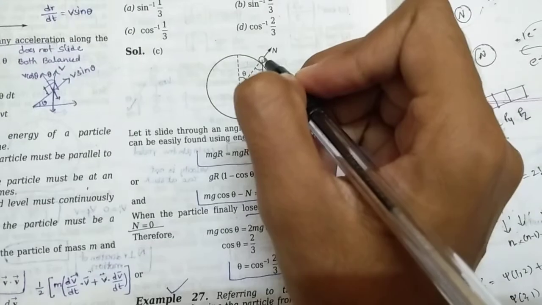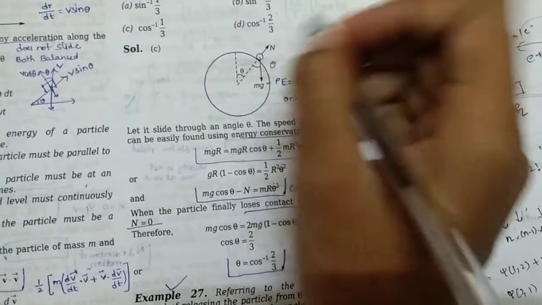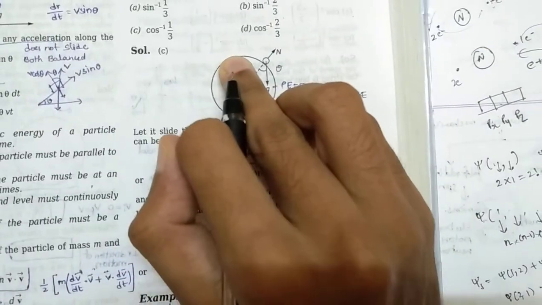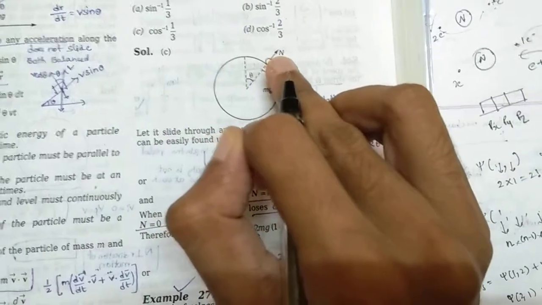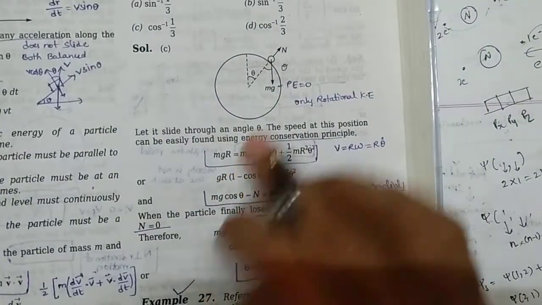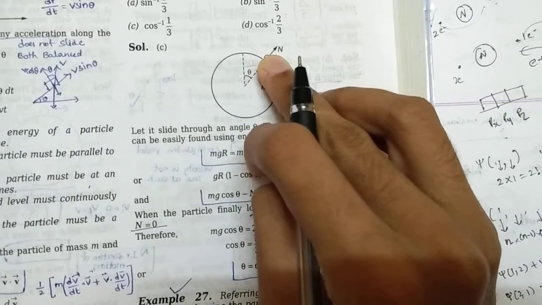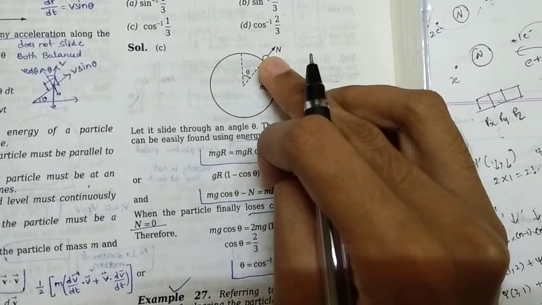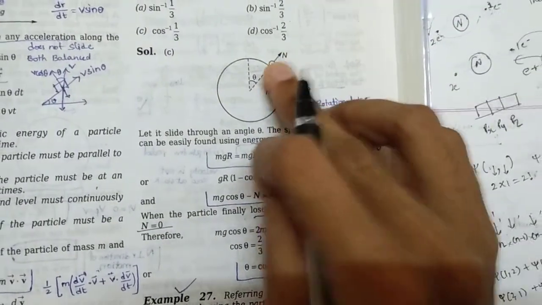From the law of conservation of energy, the energy of the particle at this position is equal to the energy of the particle at this position. Then at this position we need to find out the kinetic energy and the height of the particle.